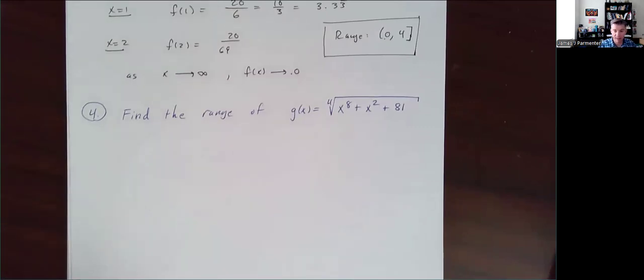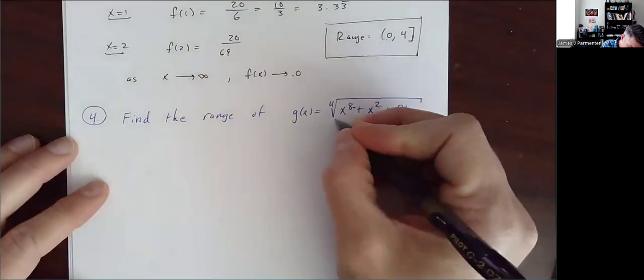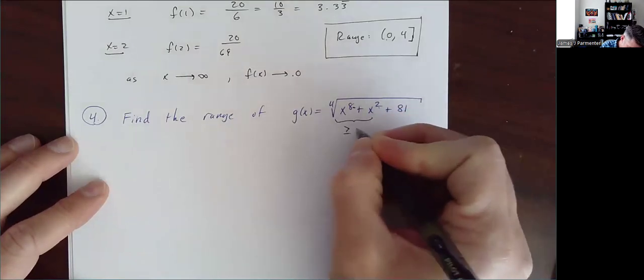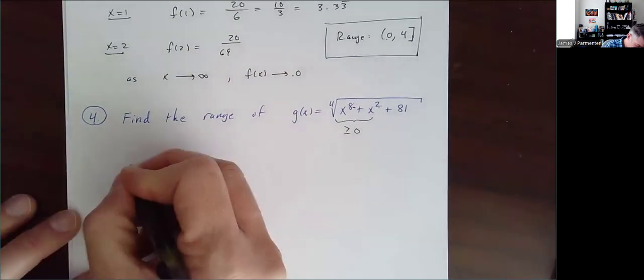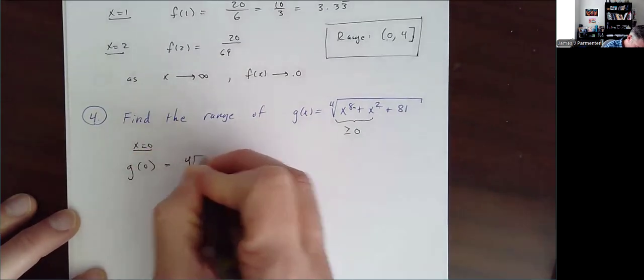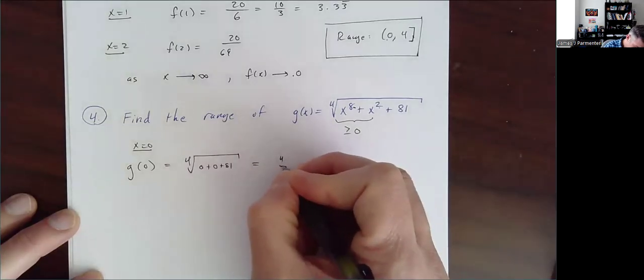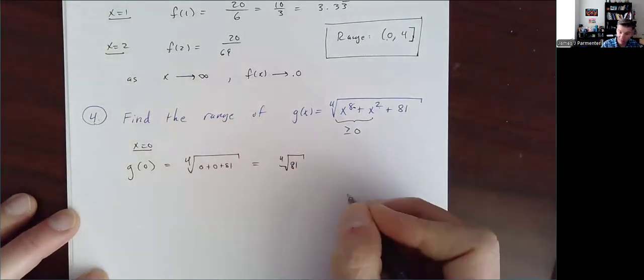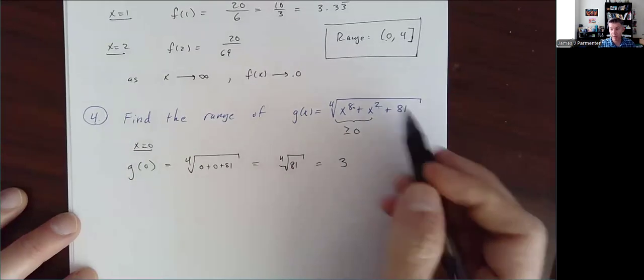Same kind of idea here. Find the range of the 4th root of x to the 8th plus x squared plus 81. I'll again say x to an even power is always bigger than or equal to 0. So x to the 8th plus x squared has to be bigger than or equal to 0. The smallest this can ever be is if I pick x equal to 0. So if I put x equal to 0, g of 0 is going to be the 4th root of 0 plus 0 plus 81, which is the 4th root of 81. But 81 is 3 to the 4th power, so that's just going to be 3. And that's the smallest this can ever be.